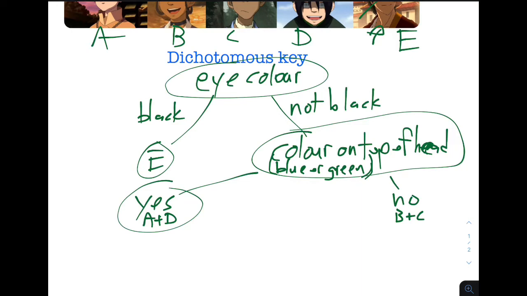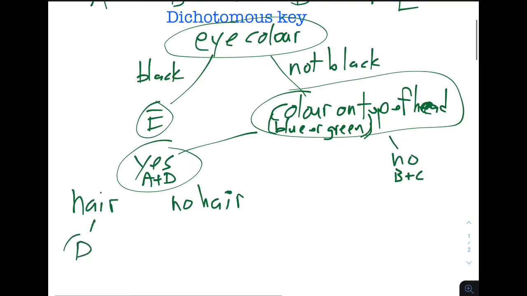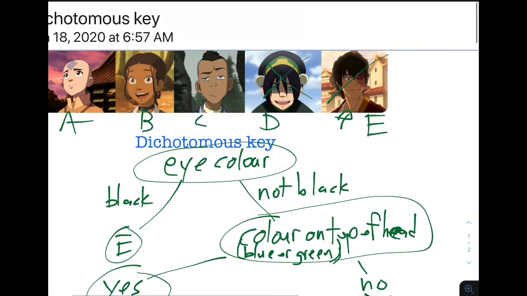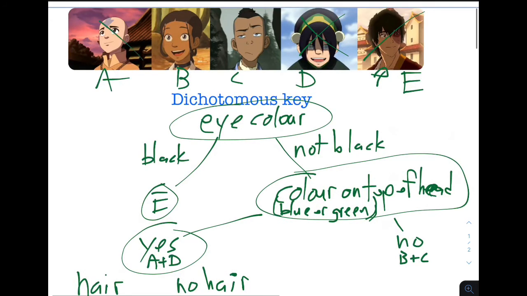So if they do have color on the top of their head, we're going to ask another question, sorry. I'm just going to say, do they have hair or not, because that's easy. So, do they have hair or no hair? And the one that has hair is D. It's D, which means we're done with D. And the one with no hair is A, which means we're done with A. Now we only have B and C left to figure out.